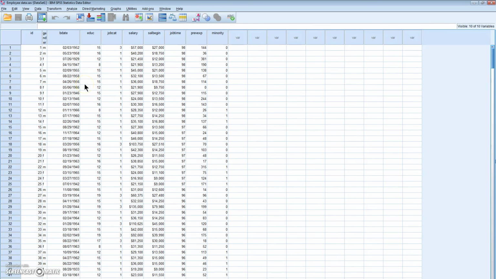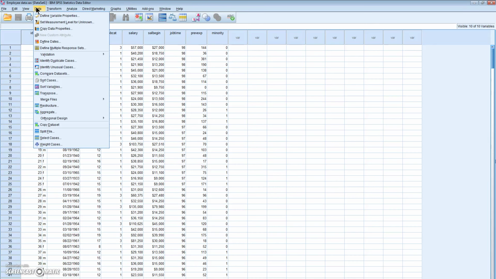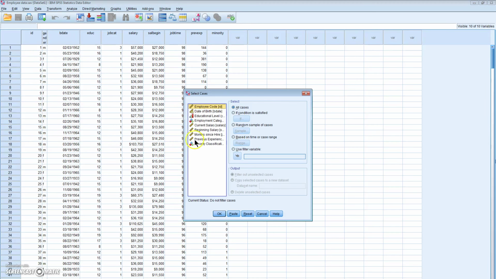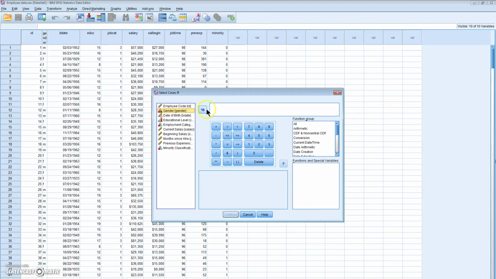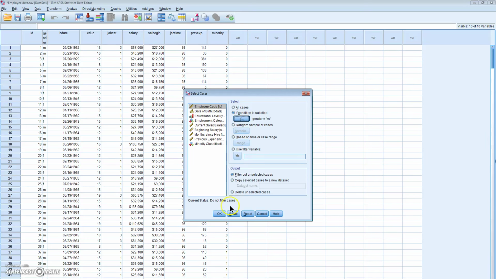Now that the data file is open, I'm going to use the Select Cases rather than Split File. So if I do Data, Select Cases, I can select if a condition is satisfied, and I can say if gender equals, and then I'm going to have to put male. Hit continue and hit OK. For you, if you're going to use this procedure, you'll do if gender equals F for female.